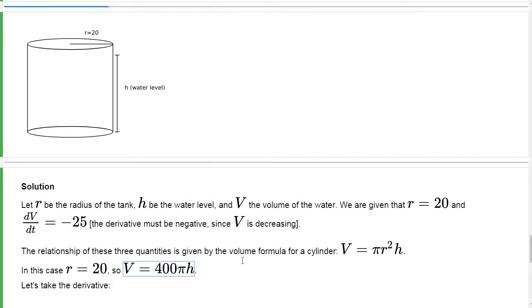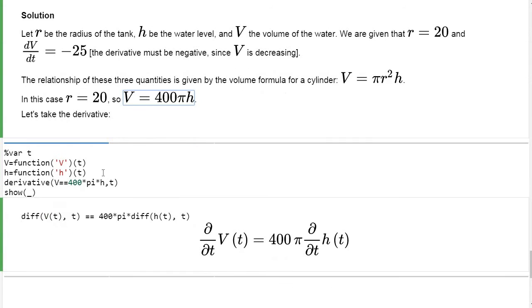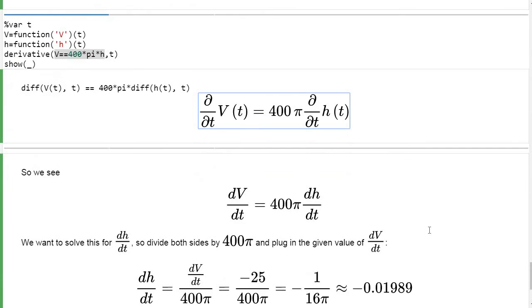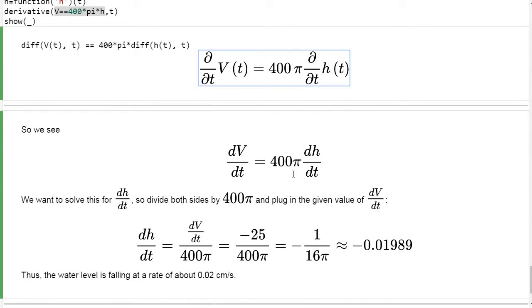And now we're ready to take the derivative. Alright, t is a variable, v is a function of t, h is a function of t. Take the derivative of v equals 400 pi h with respect to t. This is what we get. Derivative of v is 400 pi times derivative of h. Okay, now we want the derivative of h. That's what the question asks us for. We could have Sage solve this equation for us, though it's really not that hard to solve. You just divide both sides by 400 pi. So the derivative of h is the derivative of v divided by 400 pi.